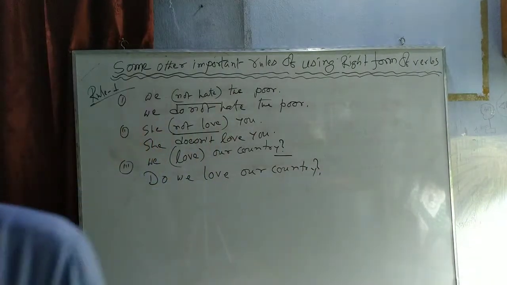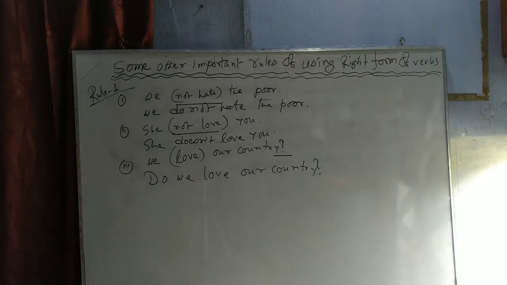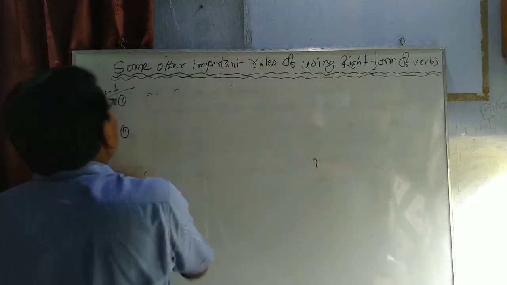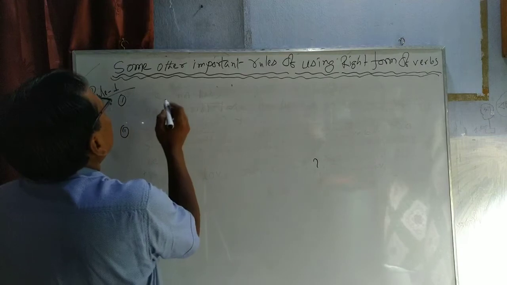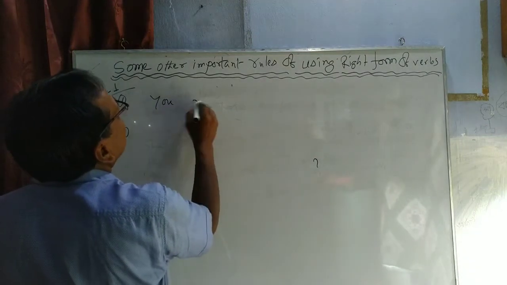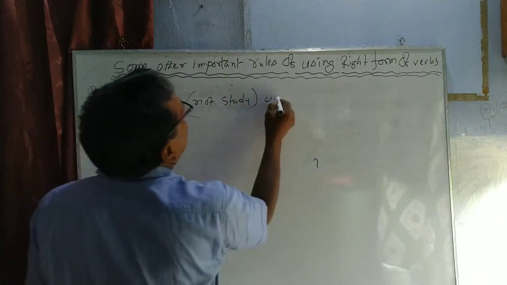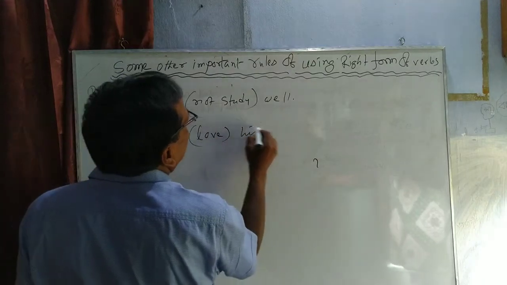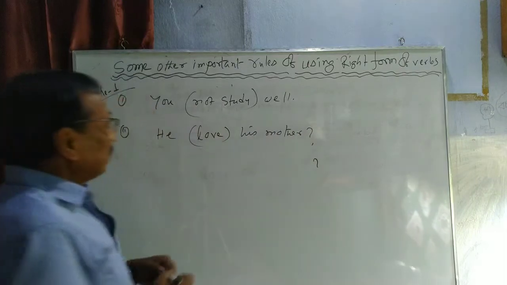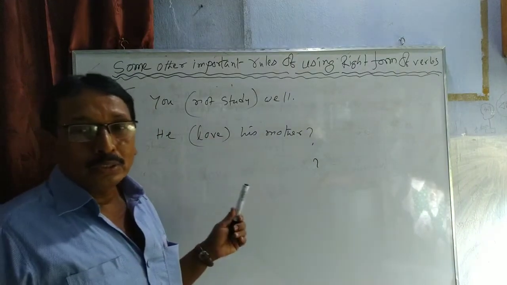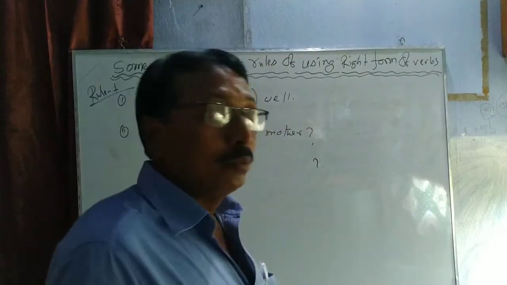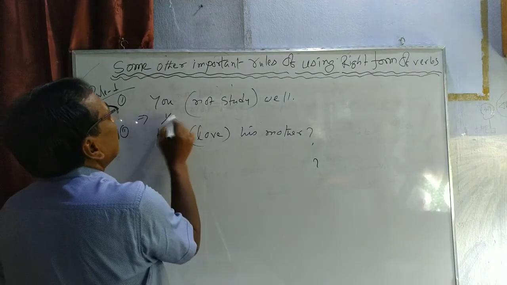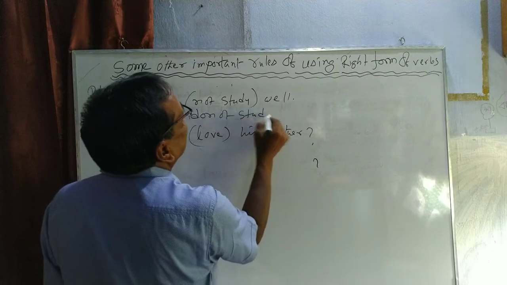I think you have understood, and notice the three sentences on the board. Now it is your turn to solve at least two sentences. The first sentence, you not study well. You know, there is no indication of time, so the sentence is in the present indefinite tense. We must use do or does or did. You as second person, so we must use do. So the answer is, you do not study well.